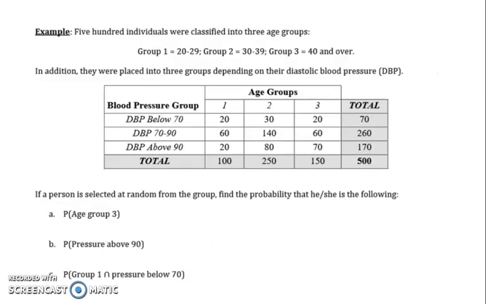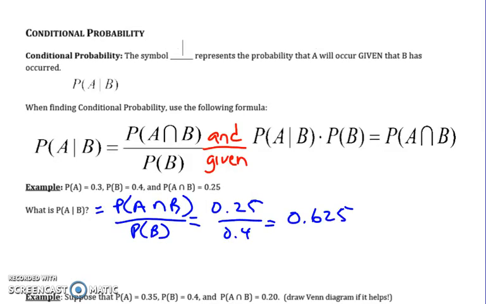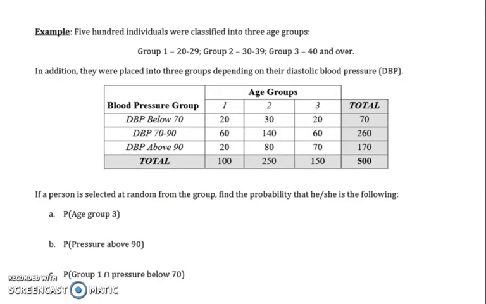Okay, so let's look at our next example. You have a table of 500 individuals, and they were classified into 3 different groups. So what is the probability that a person selected at random from the group is, find the probability that he or she is in age group 3. Again, looking at the table, so that's just 150 over 500.